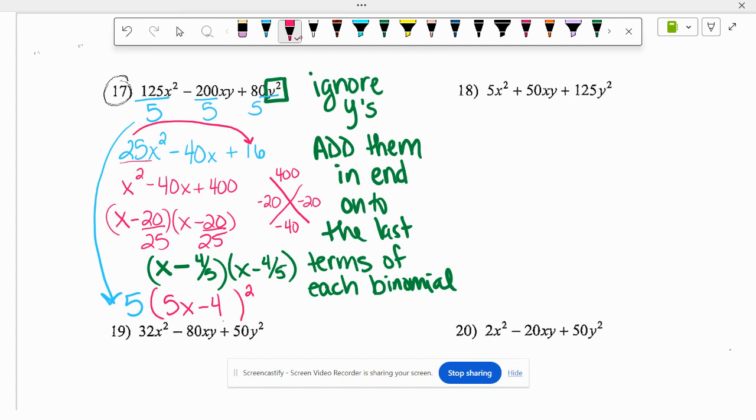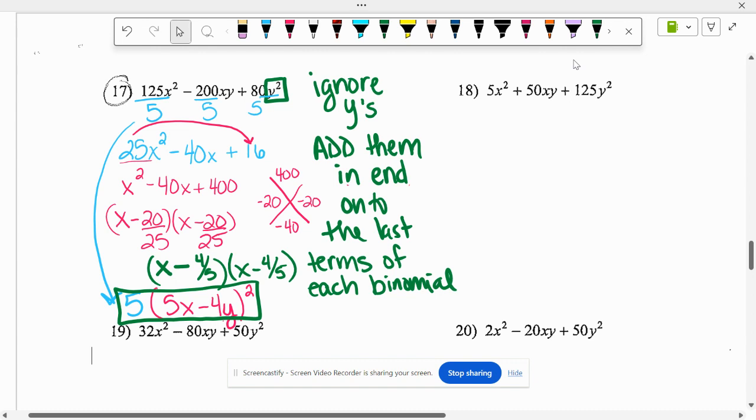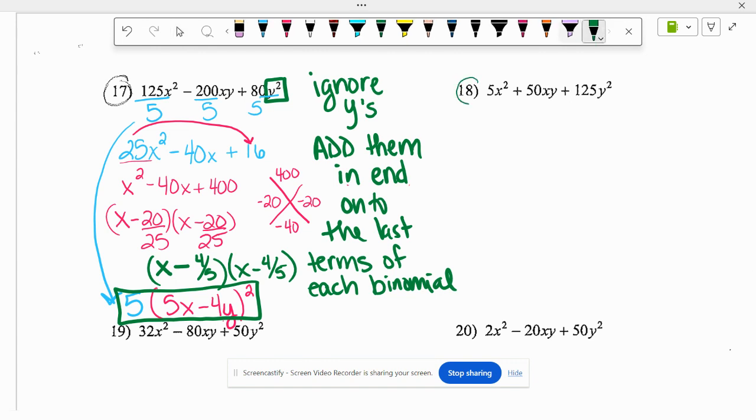Now, don't forget that we need to add a y back in here. So we're going to add our y. So really, when this is factored all of the way, this becomes 5 times the quantity 5x minus 4, the quantity squared. Okay, so I would like you to do number 18. So you're going to complete number 18.